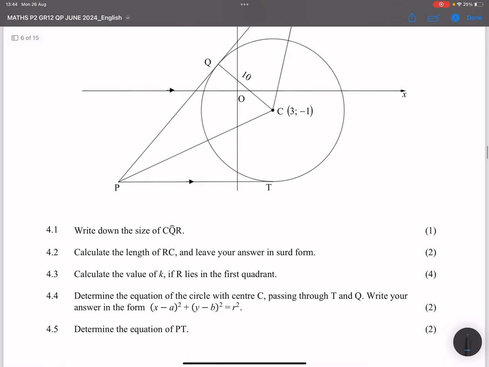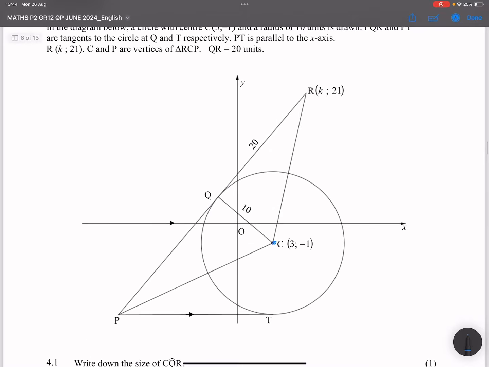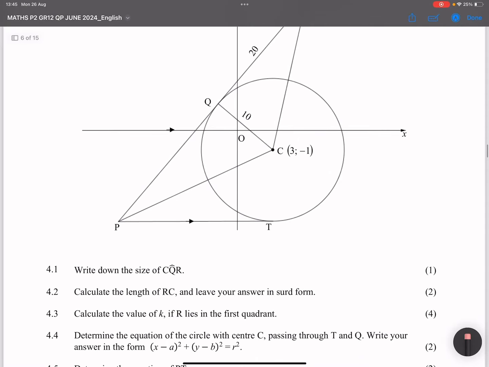Right, now ladies and gents, let's get right into it. They say write down the size of angle CQR. So let's see, CQR. Okay, so it's that angle there. Right, and in this case, what would that angle be equal to? We can already see that's a 90-degree angle, right? Why is that? Because of the tangent-radius theorem. So angle CQR is equal to 90 degrees. Let's give them a reason. That's tangent perpendicular to the radius.